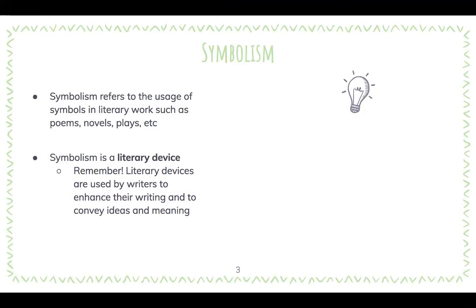So symbolism refers to the usage of symbols in literary works such as poems, novels, and plays. Remember, we're looking specifically at Something Rotten, so we're going to be looking for symbols in that novel specifically. And symbolism is a literary device. We've talked about literary devices in our class before. This is going to be another one of those. Remember, literary devices are used by writers to enhance their writing and convey ideas and meanings.